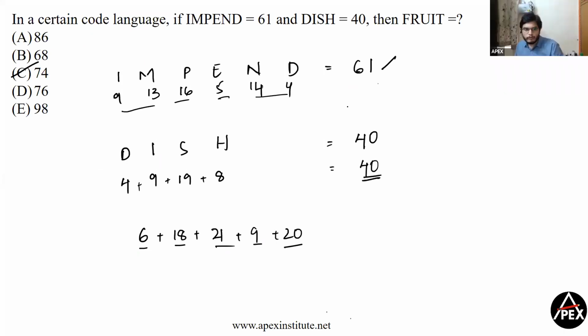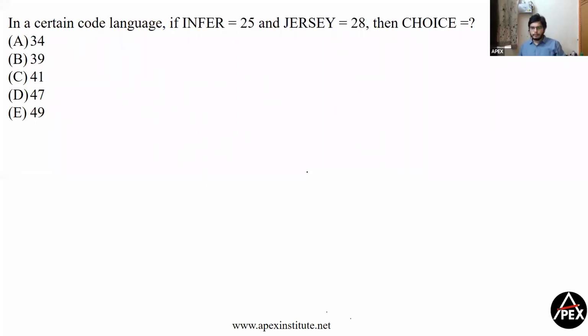Okay, so first start with the smaller word. Clear? Now moving ahead. So you have 40 seconds.